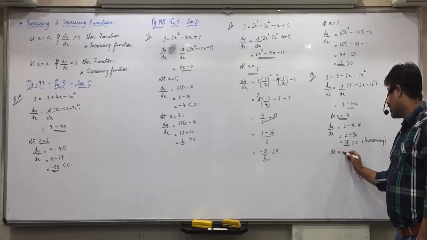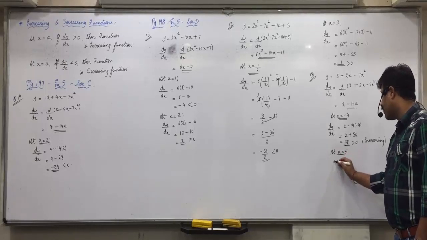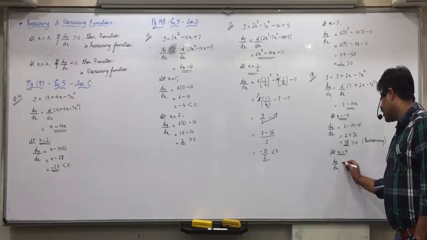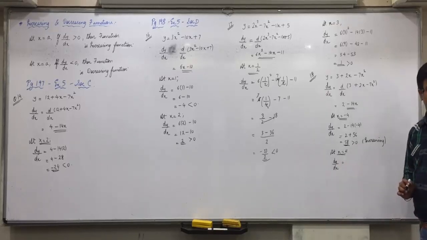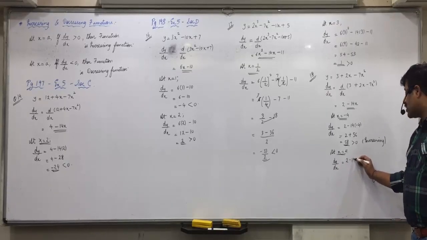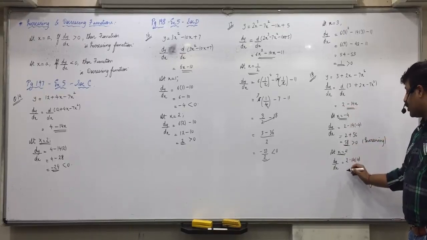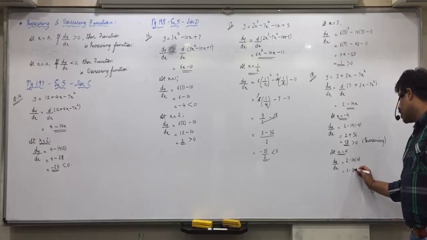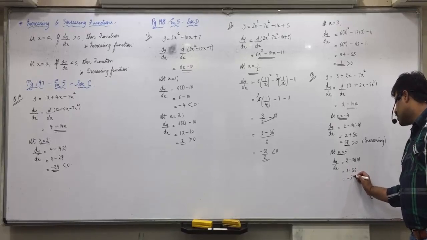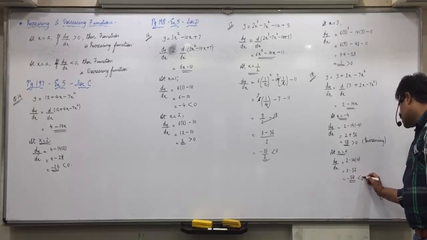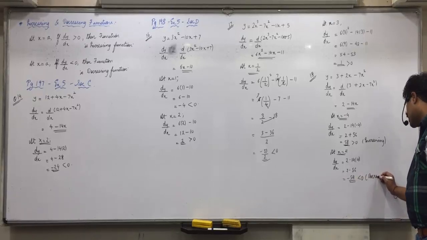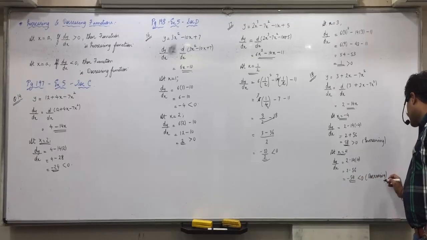So at x equals 4, 2 minus 14 into 4. In place of x we will put 4. 2 minus 56, that is minus 54, which is less than 0, meaning at this point it is decreasing.